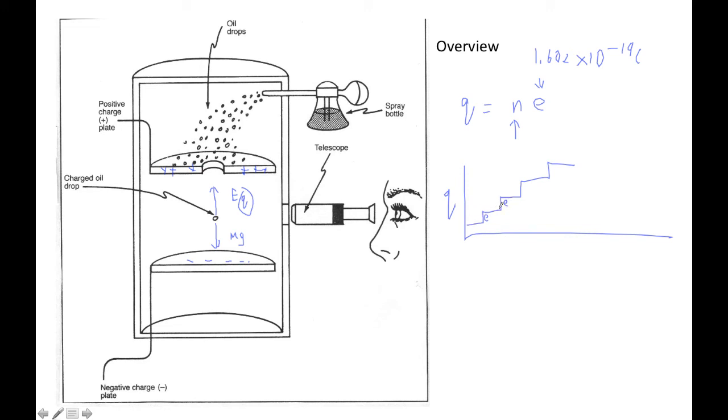This is all the drops that had 2 electrons on them, all the ones that had 3, all the ones that had 4, all the ones that had 5, right? If you graphed it and you took careful data, you ought to get little steps in this. And if you could somehow analyze those steps, they would tell you what e is. So that's the basic idea behind the oil drop experiment.